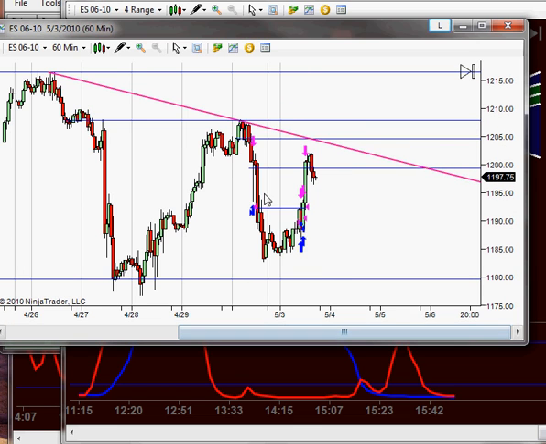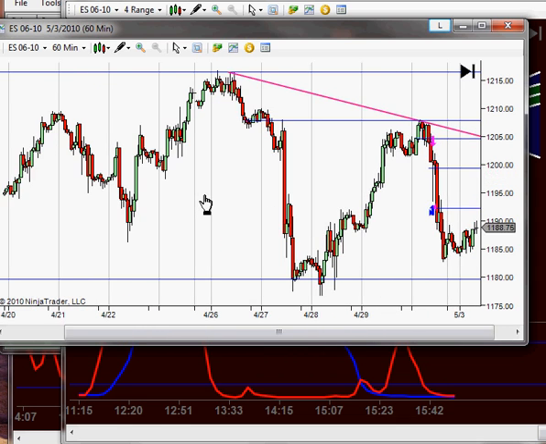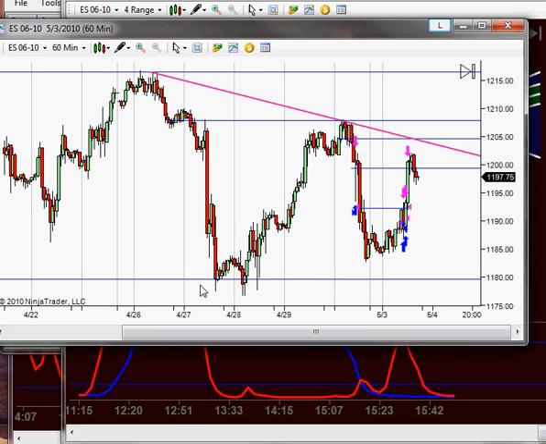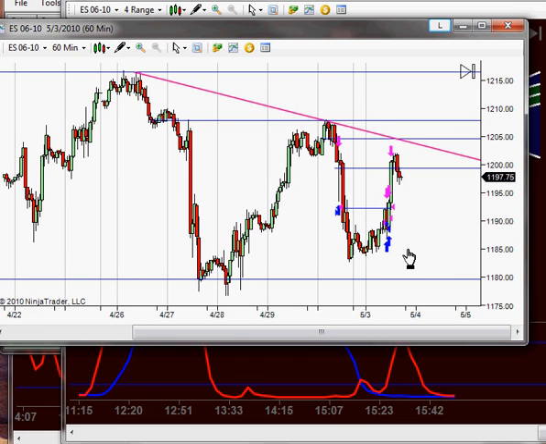And one thing I noticed was that the markets have been kind of choppy. This is a 60-minute chart. They've just been choppy, going back and forth. Very nice trading range, lots of volatility, very big swings back and forth, which makes for great trades.